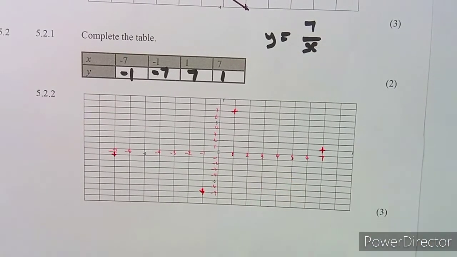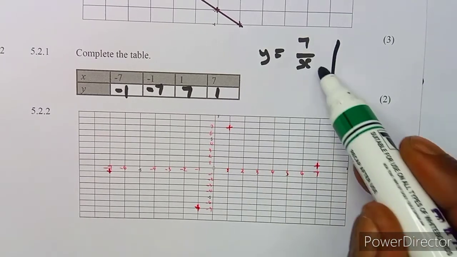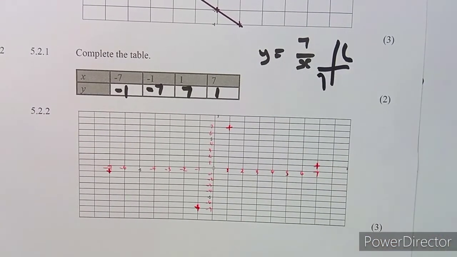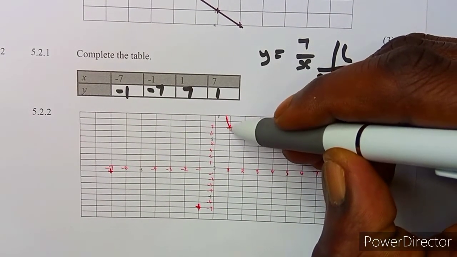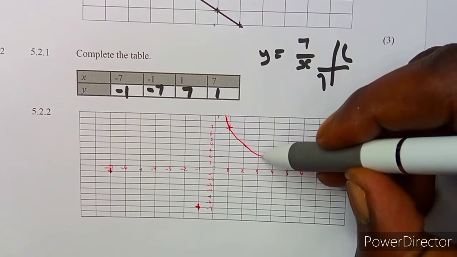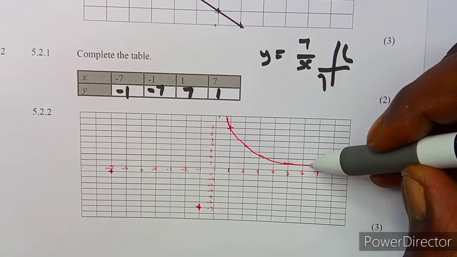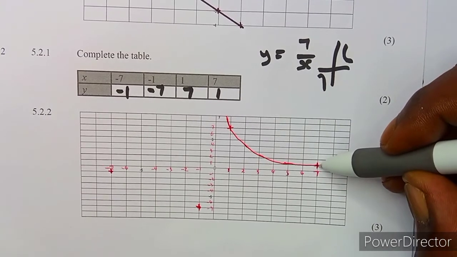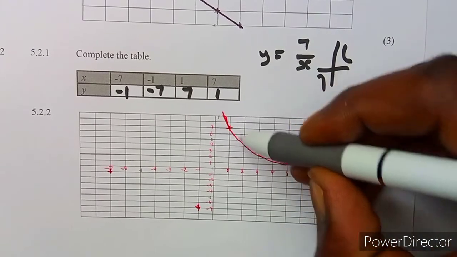Okay, so looking at the type of the graph that we are given, y is equal to 7 over x, we know that this one is supposed to be an inverse function like this. So you are going to just join these points. It's not a straight line, it's a curve that you're going to draw. It approaches this line until it reaches this point here. It tries to approach 0, but it will not reach it. So a curve like that.